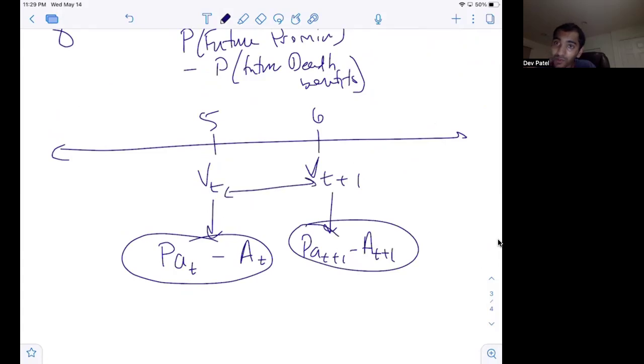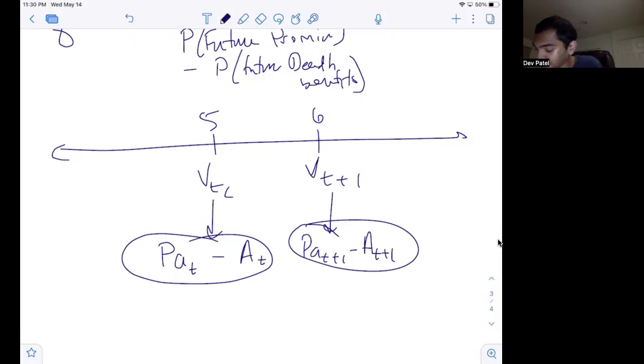Can we come up with a recursive relationship between these two values, the reserve at time step 5 and the reserve at time step 6? The answer is yes, we can. The main thing in understanding this recursive relationship is identifying what happens between these two time steps. What changes, what stays the same.